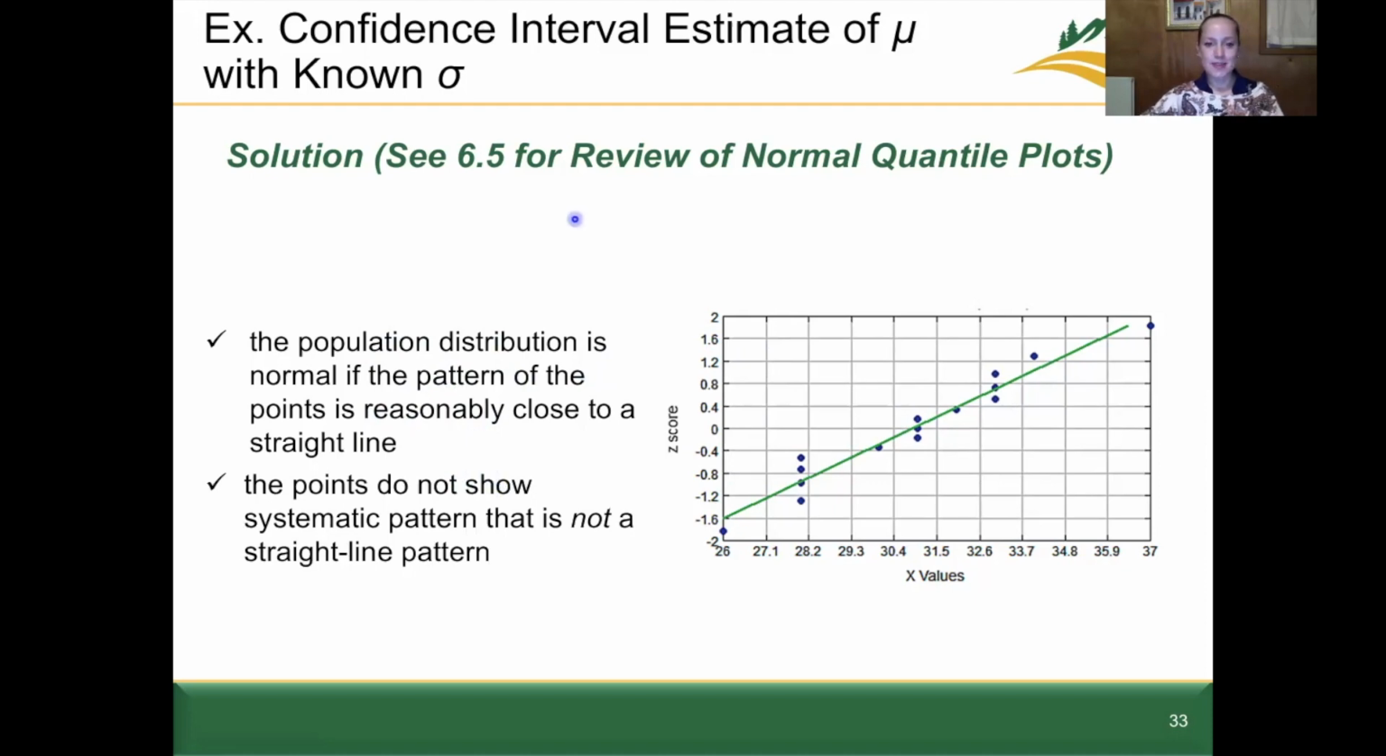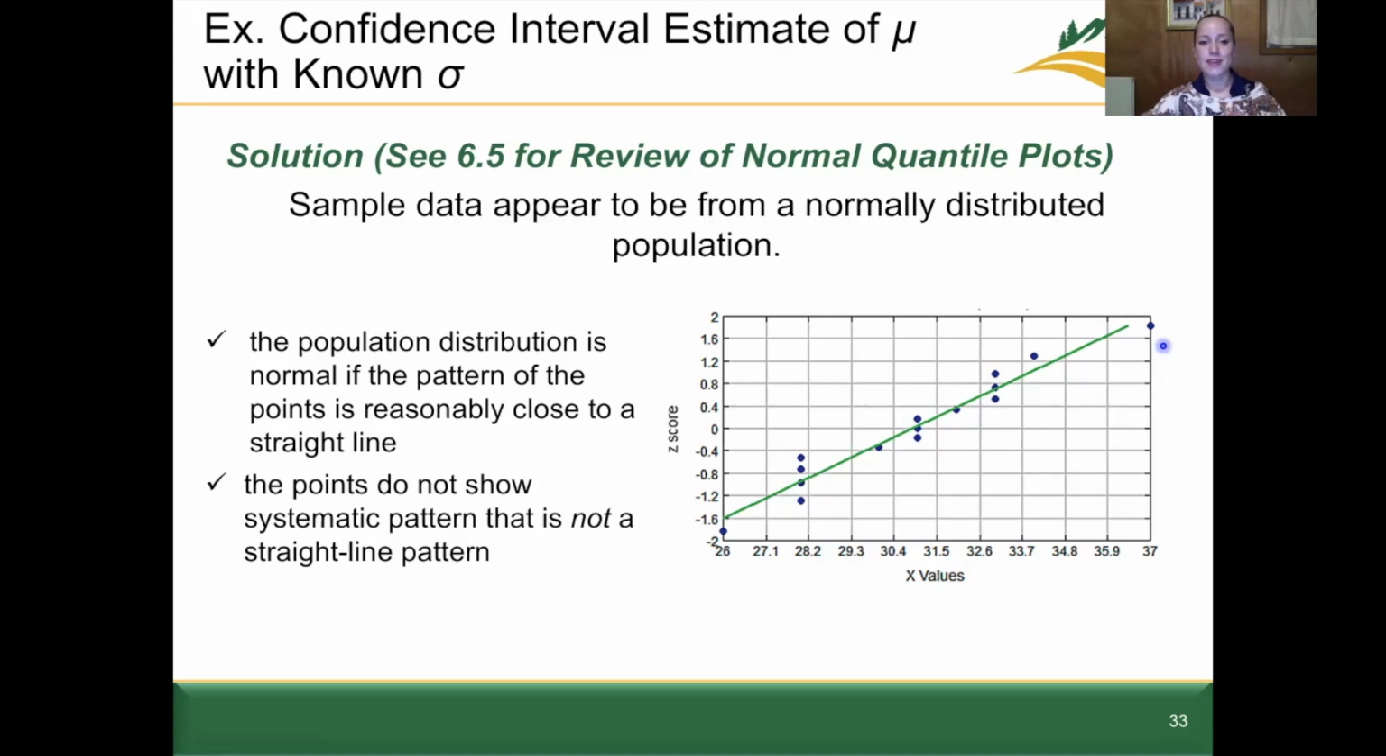If you go back to 6.5, one example of a systematic pattern that is not a straight line pattern is when our data were sort of in a sigmoidal curve. So from this normal quantile plot and from these checks, we can say that the sample data appeared to be from a normally distributed population. Now that we've gone through the requirement checks, now we can solve this.